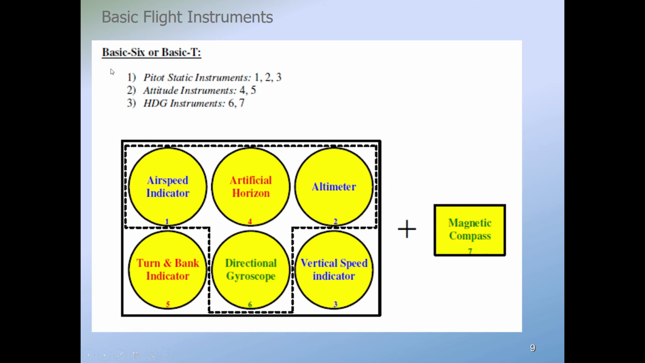And then HDG instruments, 6 and 7. HDG is actually heading instruments. It consists of the directional gyroscope, 6, and 7, the magnetic compass.